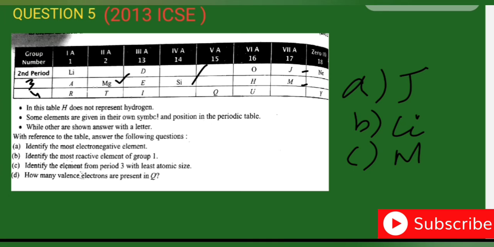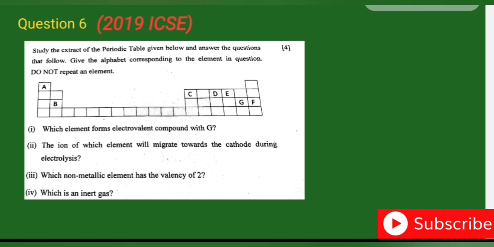How many valence electrons are present in Q? Where is Q present? Q is present in the fourth period and group 15. Group 15 means how many valence electrons? Valence electron is your 5. See children, be careful whether it is written valence electron or valency.